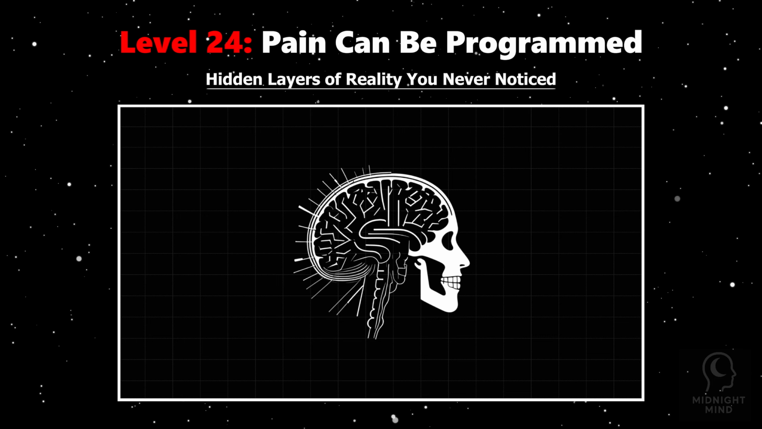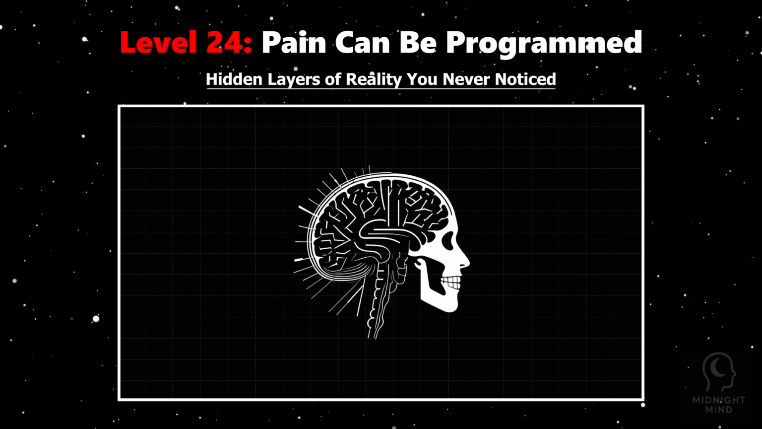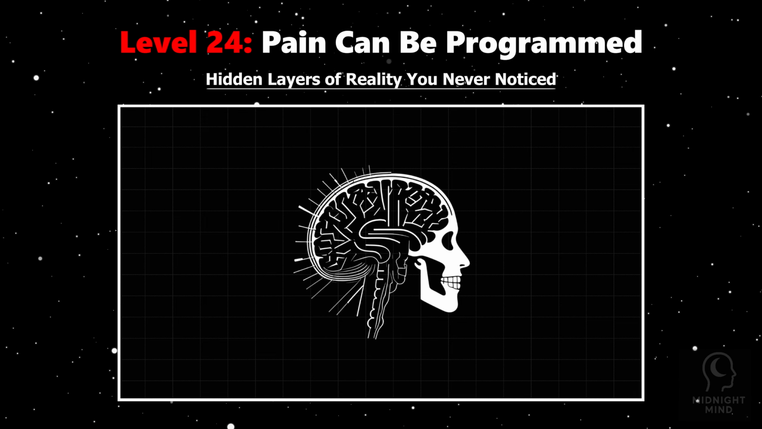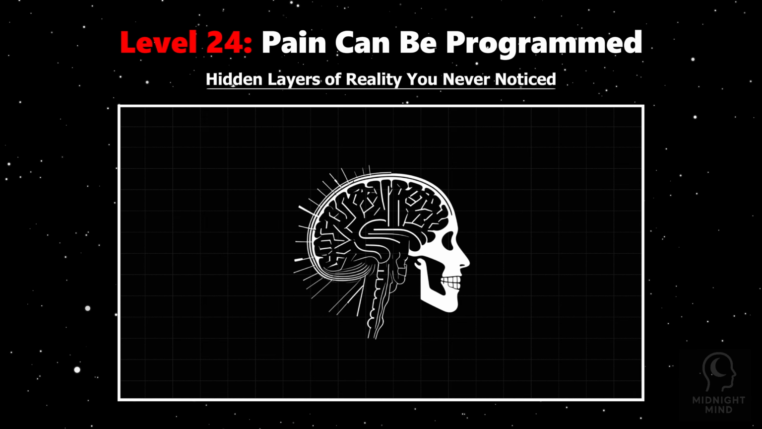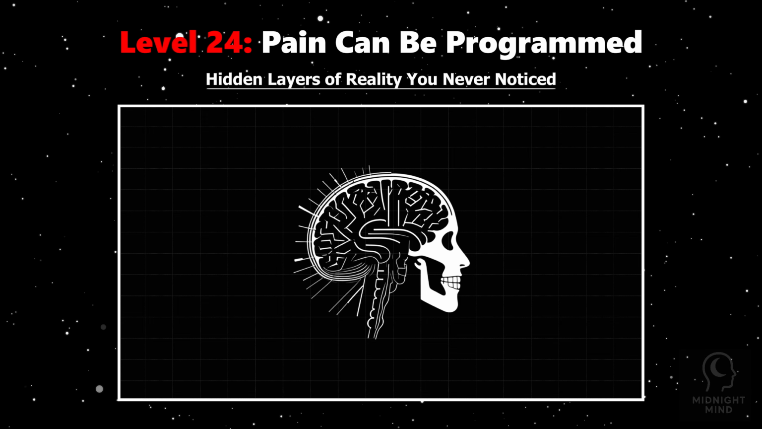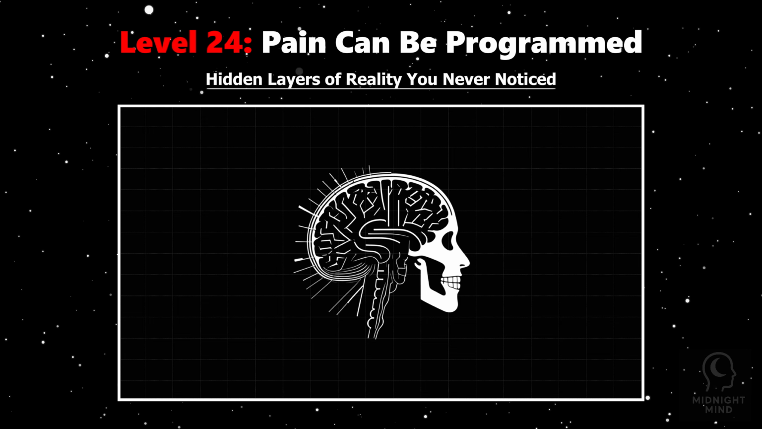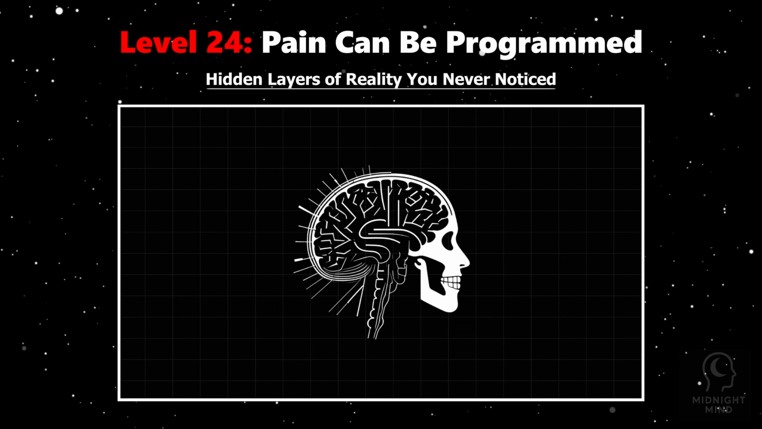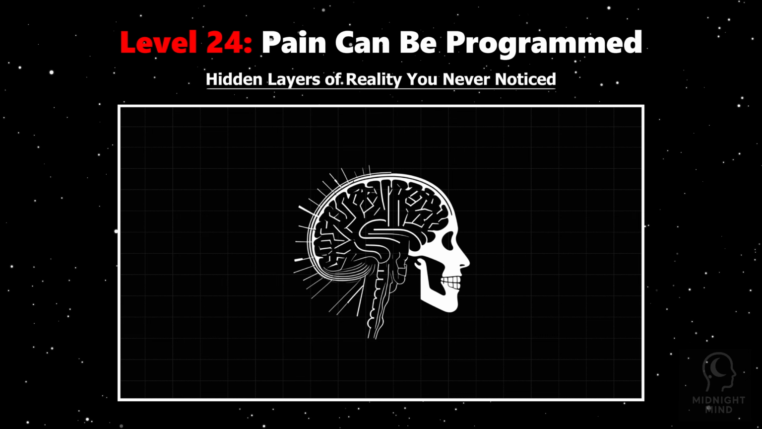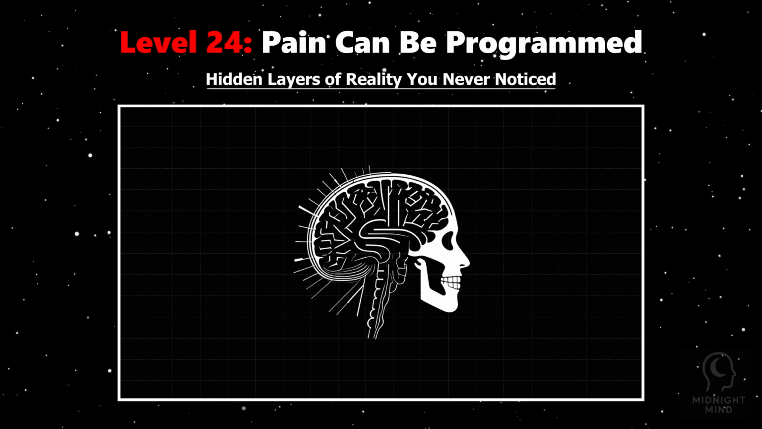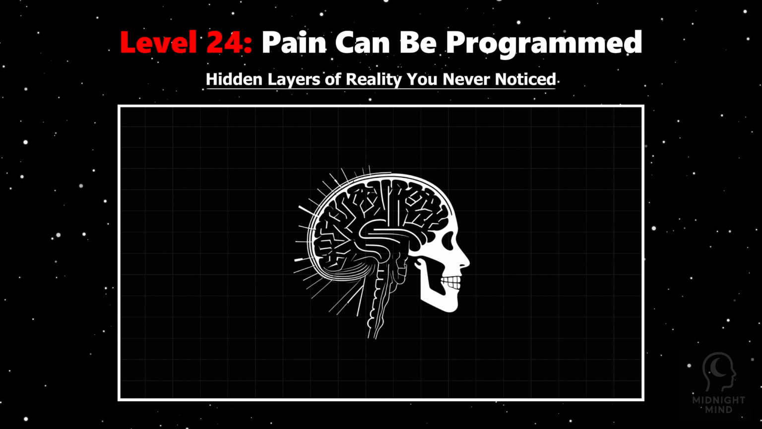Studies on neuroplasticity show that the brain rewires itself based on repeated experiences. Chronic emotional pain is often less about current events and more about the brain's learned reactions. For example, someone who constantly ruminates on rejection trains their brain to activate pain centers even when no threat exists. This is why breaking free feels so difficult. The pain has been encoded deeply, almost like a default program.